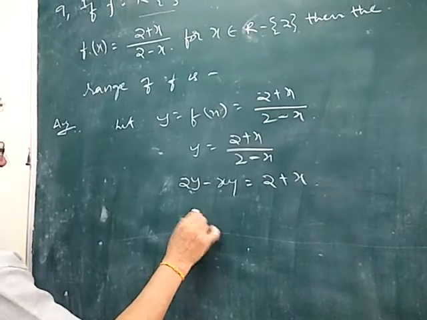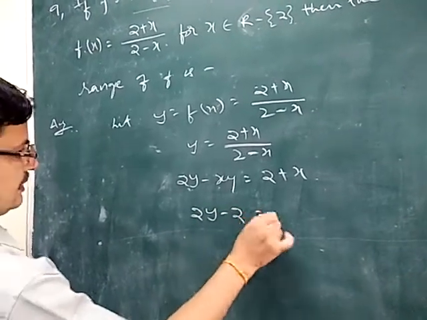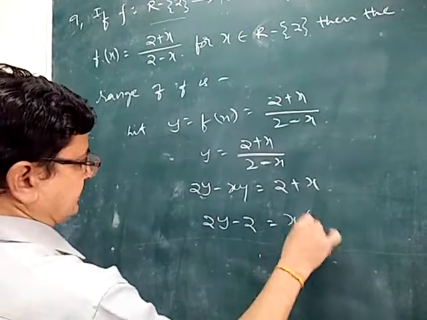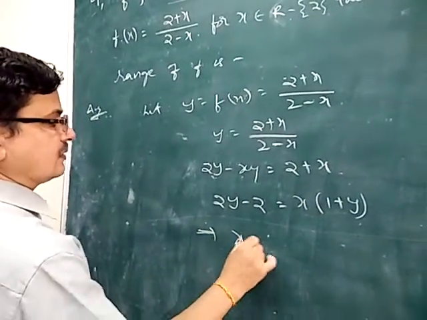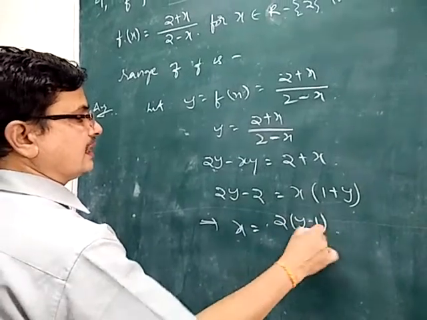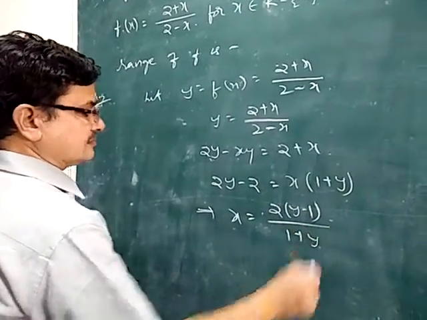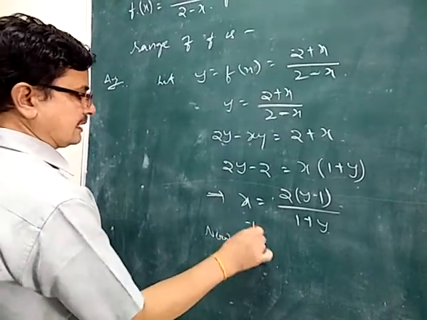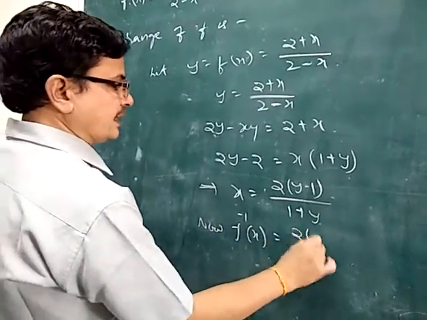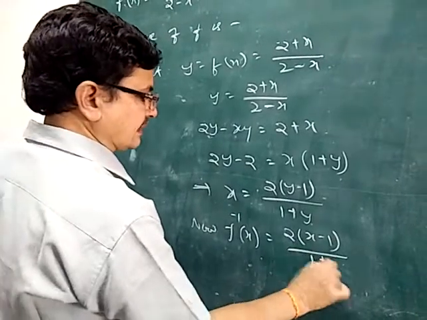Now 2y minus 2 is equal to x into 1 plus y. So that implies x is equal to 2 into y minus 1 by 1 plus y. Now f inverse x is equal to 2 into x minus 1 by 1 plus x.